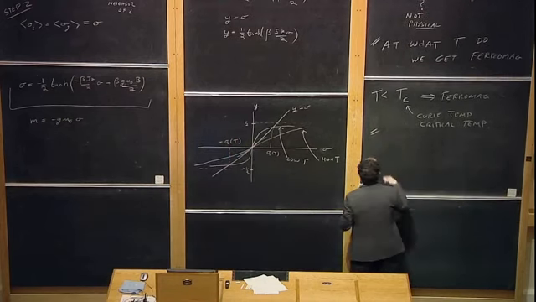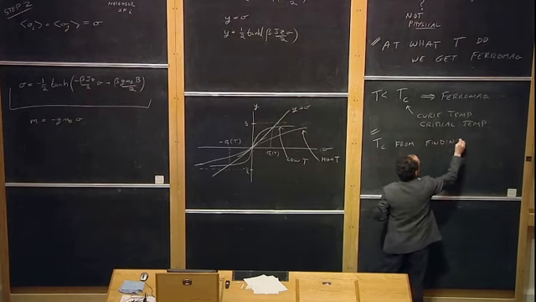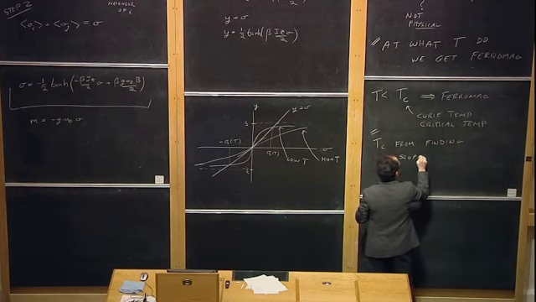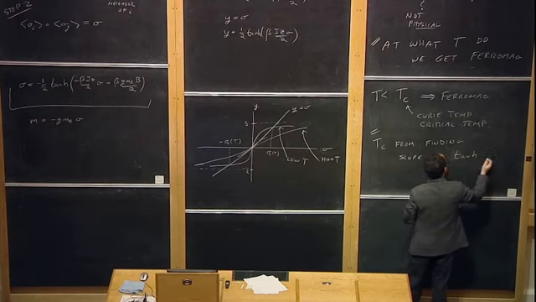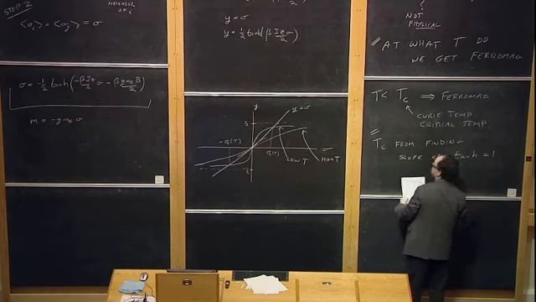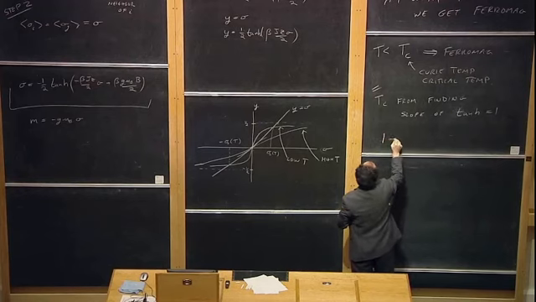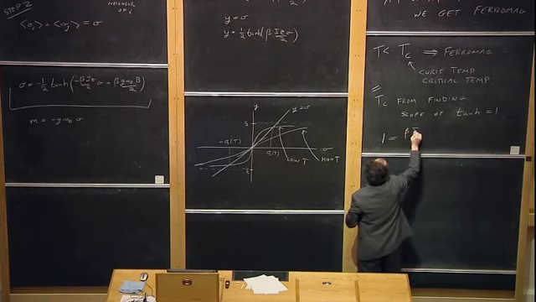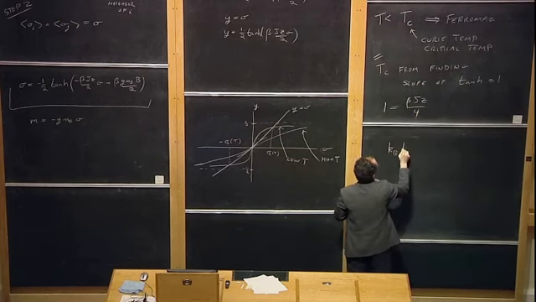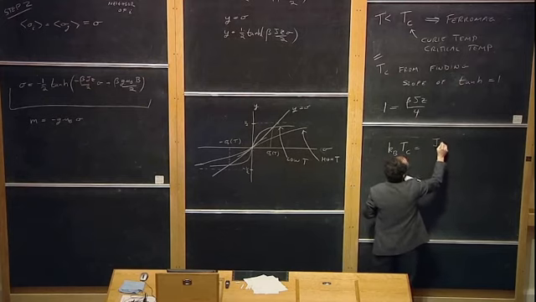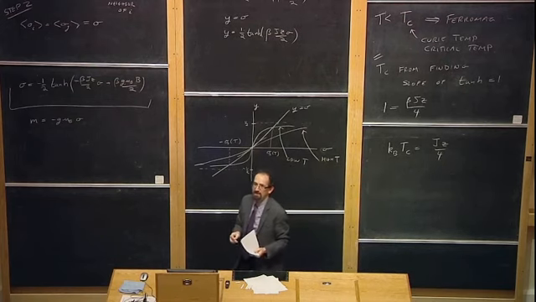So Tc comes from finding the slope of tangent equals 1. If we expand the y equals tangent equation here, the slope of tangent, which we're setting equal to 1, is beta Jz over 4. Or just rearranging a little bit, we get kB Tc equals Jz over 4, which is the critical value of the temperature.